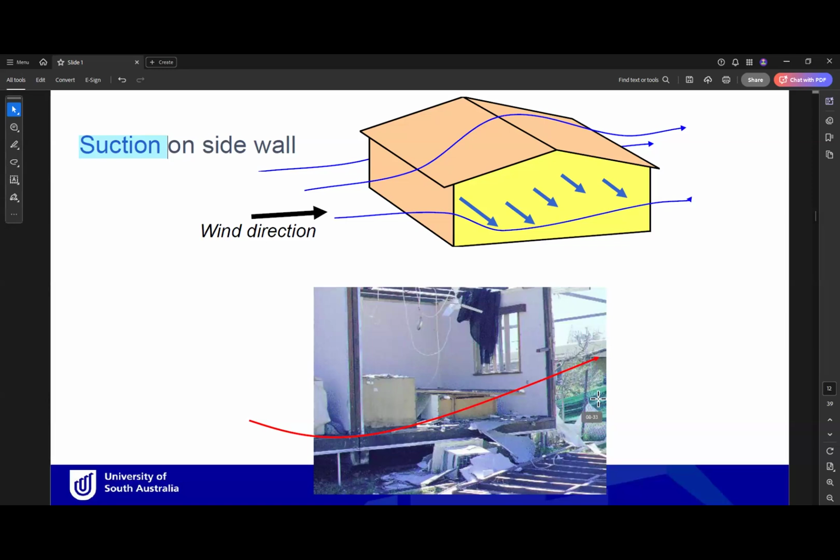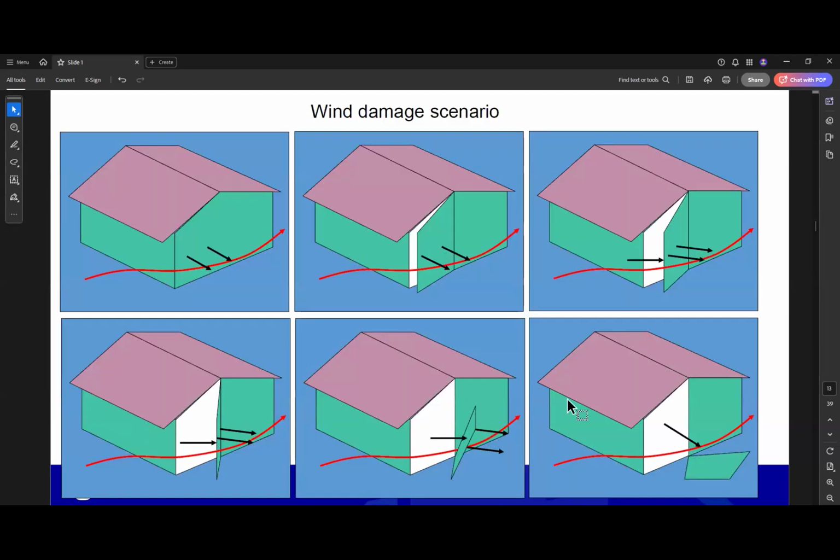This is a wind damage scenario for a side wall of a building. This is the normal building before the wind blows, and the wind is blowing from the side like that. The wind starts to pull out the wall, and when the wind becomes more intense, or the speed of the wind increases, the wind starts to apply more force until it takes out the side wall. So the wind also causes a suction effect on the side walls of the building.